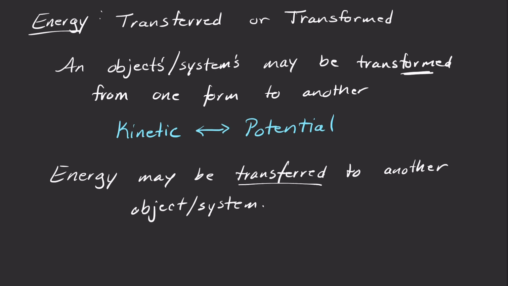It may not necessarily have been changed to a different form. Likely it has. But I may have one object that has kinetic energy, and it bumps in and collides with another object and gives that other object kinetic energy. And so that second object takes energy away from the first object, and we say that energy has been transferred.